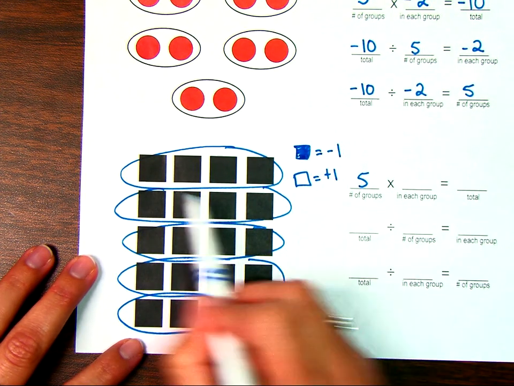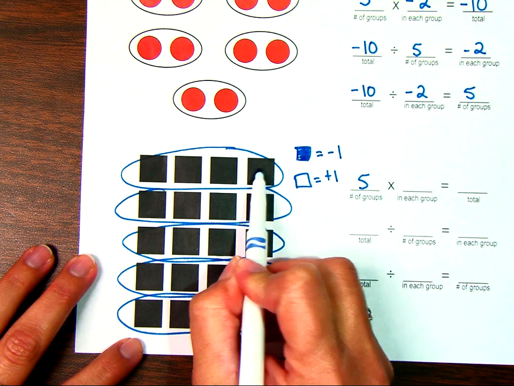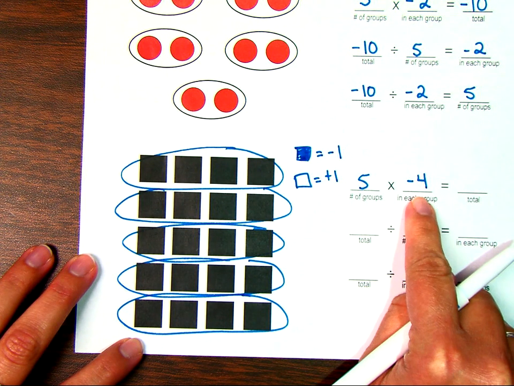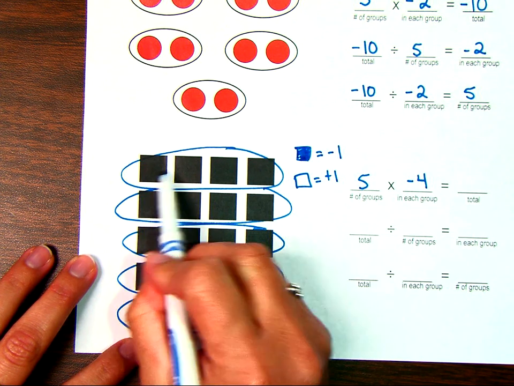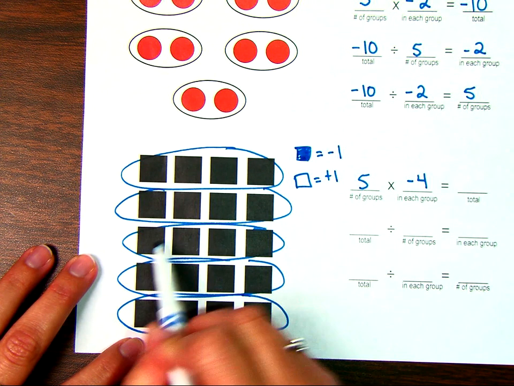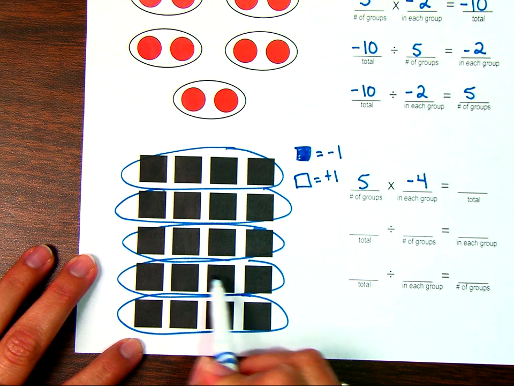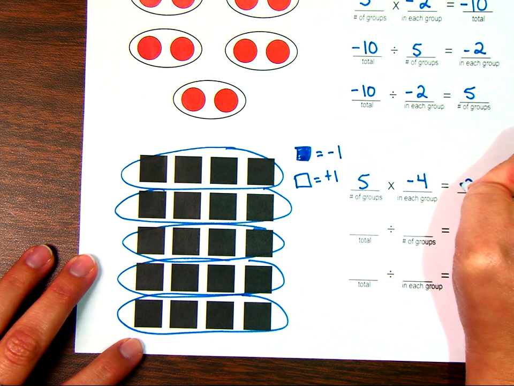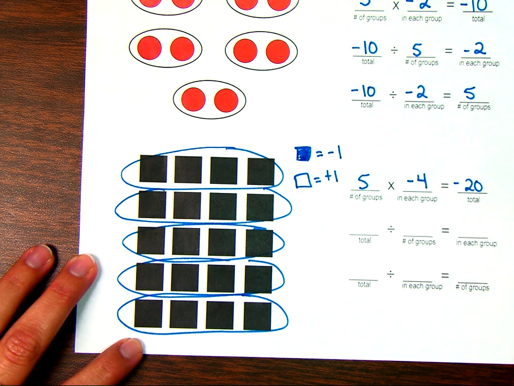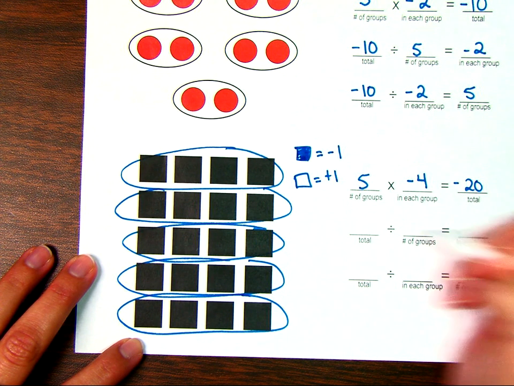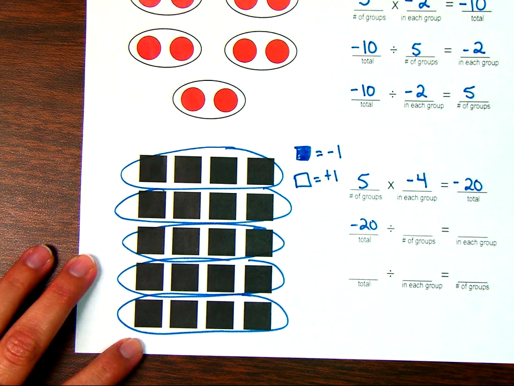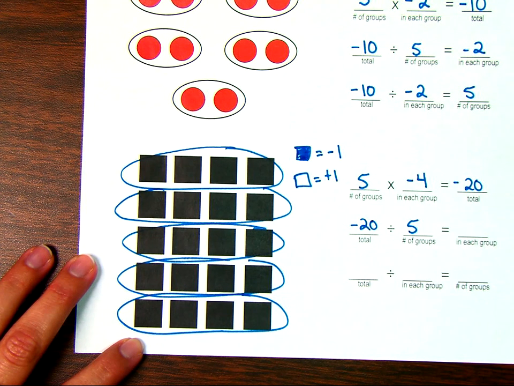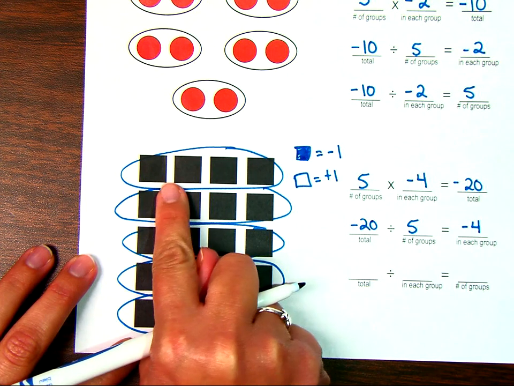So in each group, there are 1, 2, 3, 4 negatives. So if I have 4 negatives in 5 groups, I can count 1, 2, 3, 4, 5, 6, 7, 8, 9, 10, 11, 12, 13, 14, 15, 16, 17, 18, 19, 20. I can visually see that there's not just 20, there are 20 negatives. So if I have the total of 20 negatives and I want to put it into 5 groups, in each group I have 4 negatives, and I can see that.